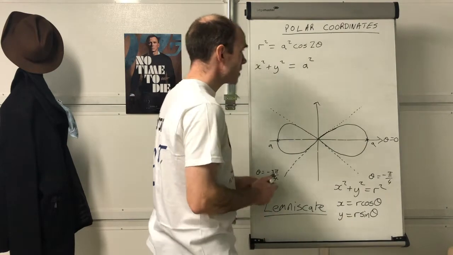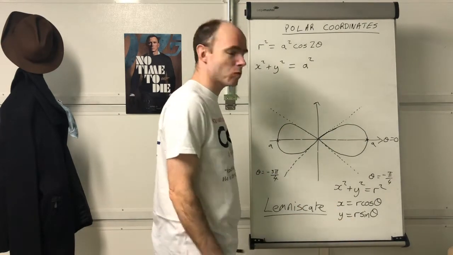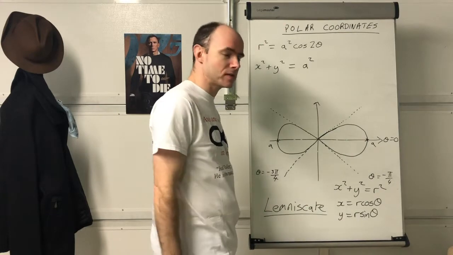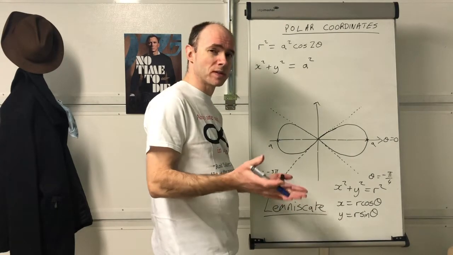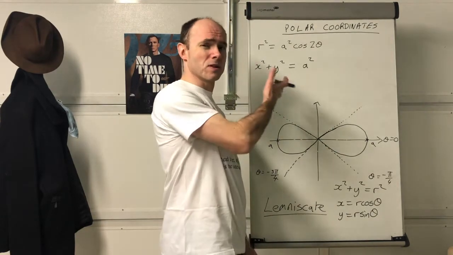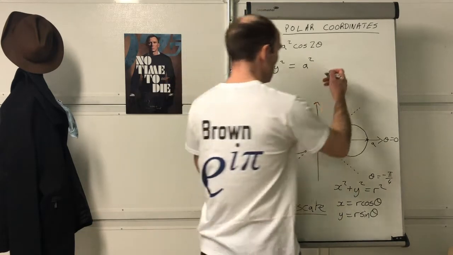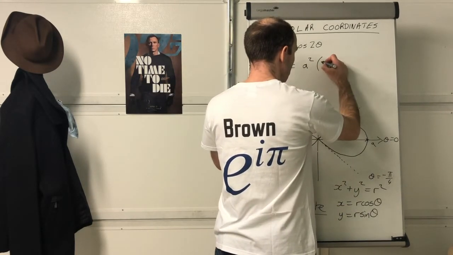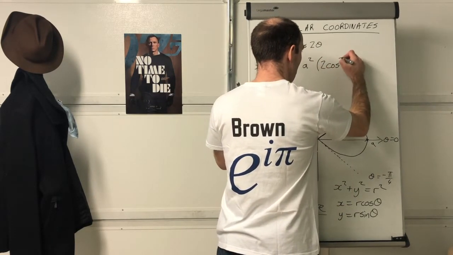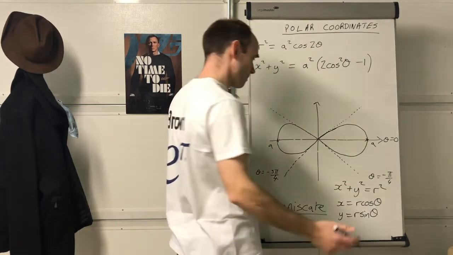Are you going to go for cos squared theta minus sine squared theta? Or 1 minus 2 sine squared theta? Or 2 cos squared theta minus 1? It doesn't matter which one you use, because you're going to get to the same Cartesian equation, aren't you? So why don't we go for 2 cos squared theta minus 1. Why have I chosen that one, do you think?